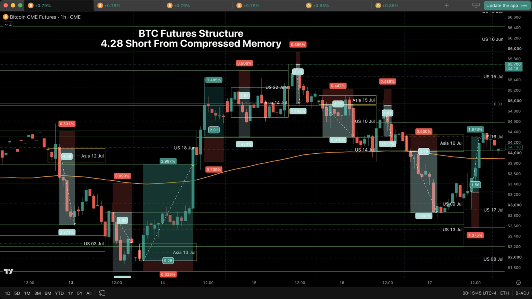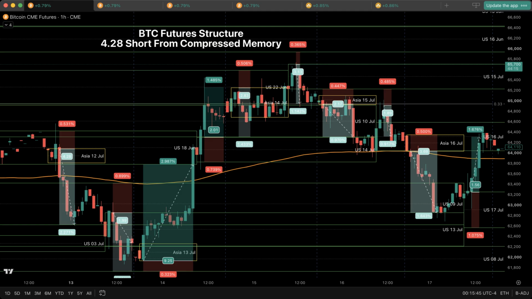Then July 15th US gives the short. The session forms compressed inside June 22nd US memory. Price cannot hold the upper side. It turns lower. Entry comes from July 15th US upper boundary. Stop sits at June 16th US lower boundary. Target sits at July 15th US lower boundary. Trail moves toward June 22nd US lower boundary. Risk-reward ratio reaches 3.13. That trade works because the upper boundary fails.